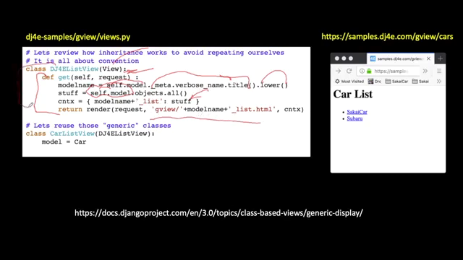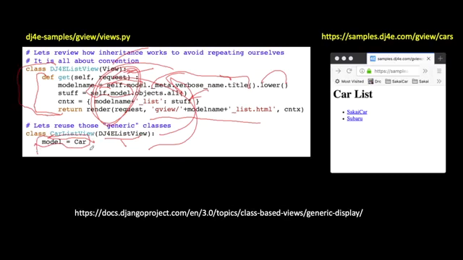Okay, so this is not doing anything per se. DJ4E list view is creating a class that I'm going to extend later, and I'm going to extend that two lines later. I'm making a car list view that extends DJ4E list view. And the only thing I need to do to get all of this code in here is extend it, and then I do need to add model equals car.